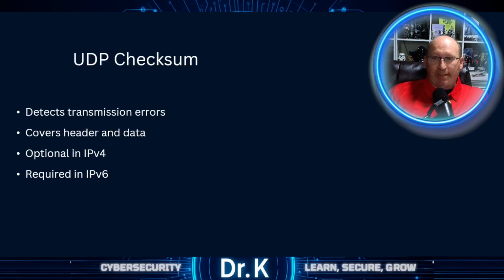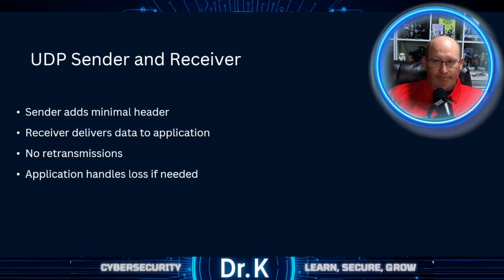The UDP checksum is used to detect errors during transmission. It covers both the header and the data. While it is optional in IPv4, the checksum is required in IPv6, ensuring basic error detection even in lightweight protocols. At the sender, UDP simply attaches a header and passes the data to the network layer. At the receiver, the transport layer verifies the checksum and delivers the data to the appropriate application based on the destination port. There are no retransmissions like there are with TCP.